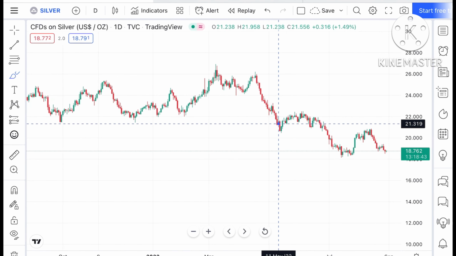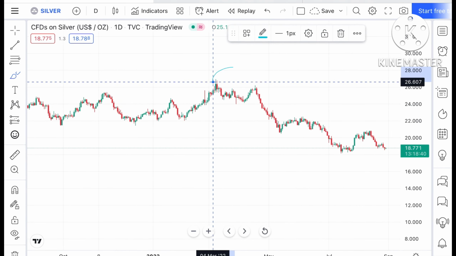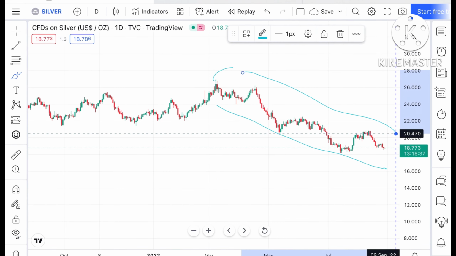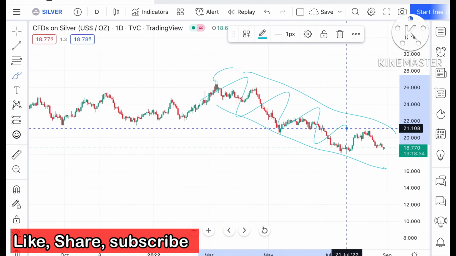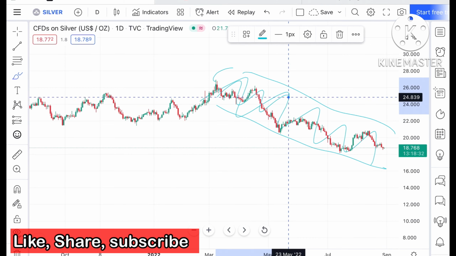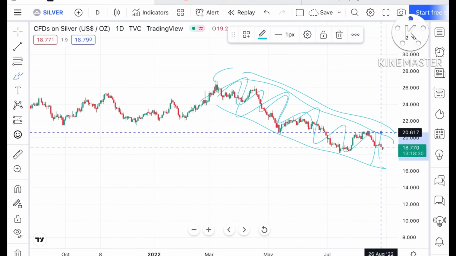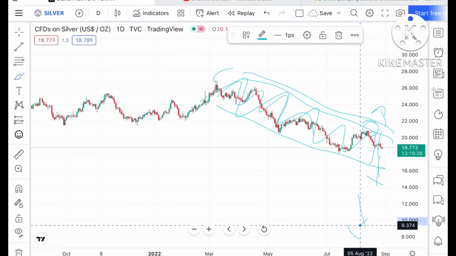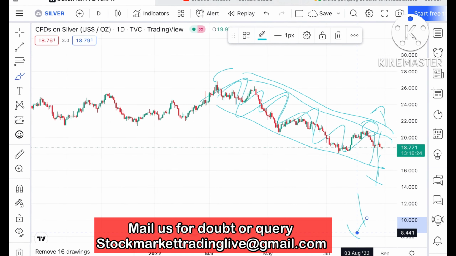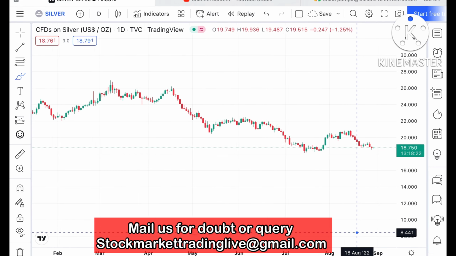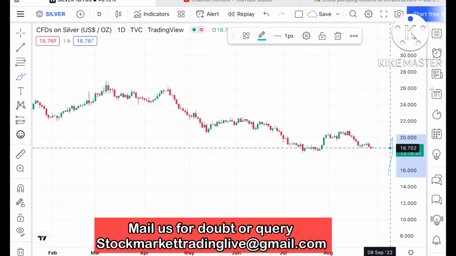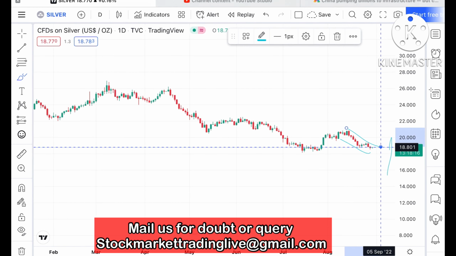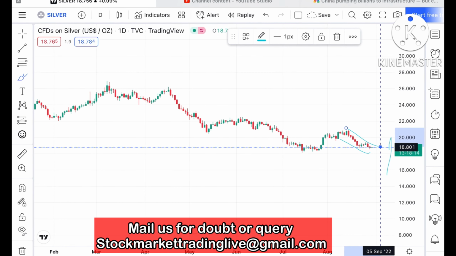If you look at the chart of silver overall, from the first week of March we can see a continuous downfall, but this downfall is in a descending order and in a particular range. If the range breaks upside or downside, it can move further down or further up. If this level doesn't sustain, then it can move further down, because there is a continuous downtrend.